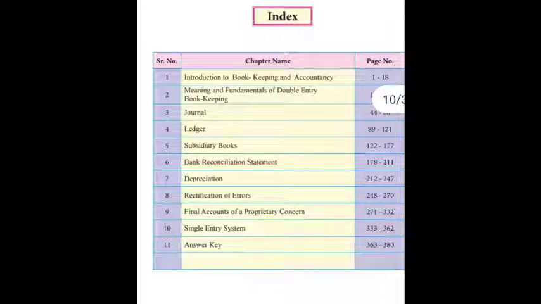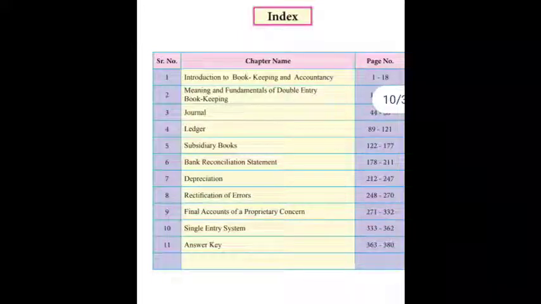The next topic is chapter number 6, Bank Reconciliation Statement. This is omitted from your textbook this year. Depreciation is the next important chapter, and then rectification of error. Again, the rectification of error this year is omitted from your textbook. And then the final accounts of proprietary concern. Final accounts is a very important chapter according to the board because this same chapter is repeated in 12th standard.